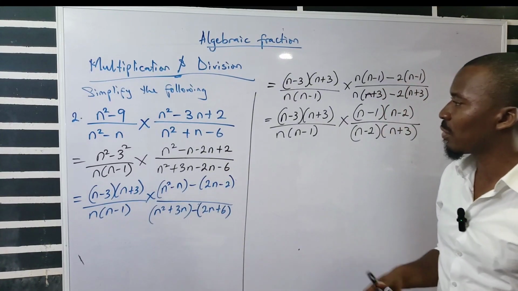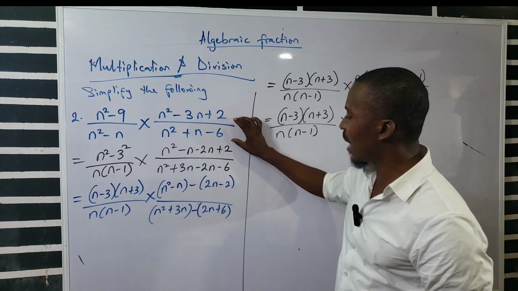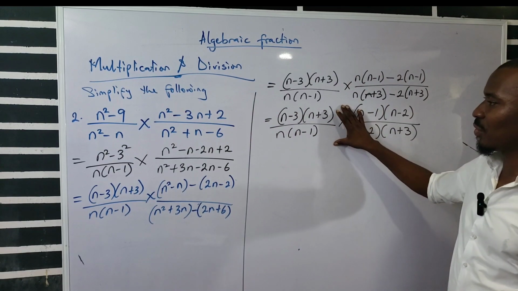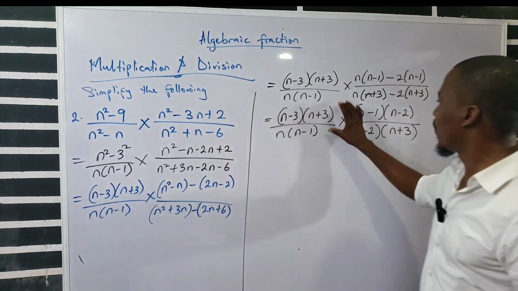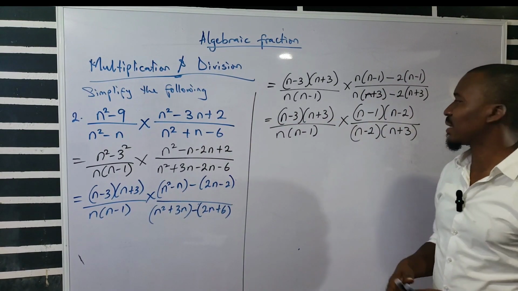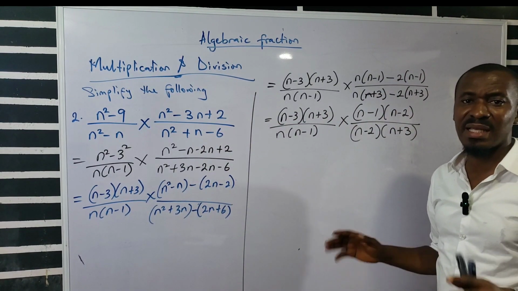If you're in the exam hall, immediately you move from here, you can go straight and factorize. You can do your factorization in your rough sheet, factorize, put it here, cancel out what you see that is common, then have your answer. It's as simple as that.